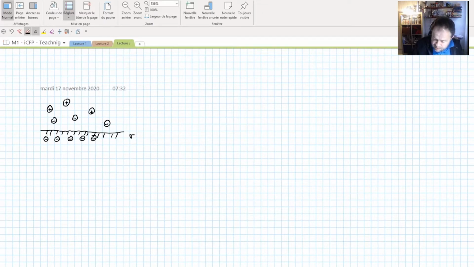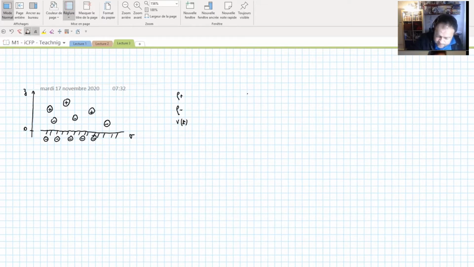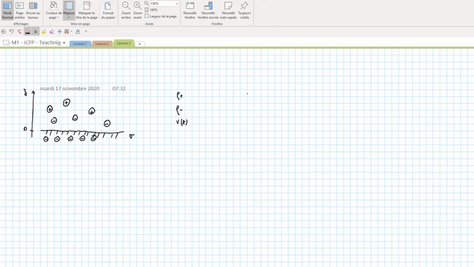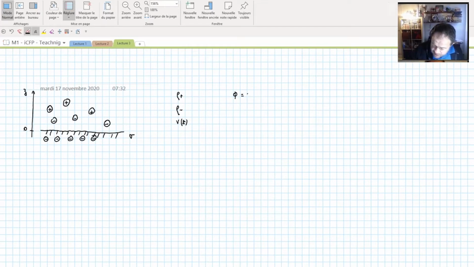Based on that, we were calculating the density of cations, the density of anions, and the potential with respect to the position in the solution. Here we have the z direction and 0. What we had written so far is that we had introduced a potential phi, which was more or less the potential V, but renormalized: eV divided by kT.